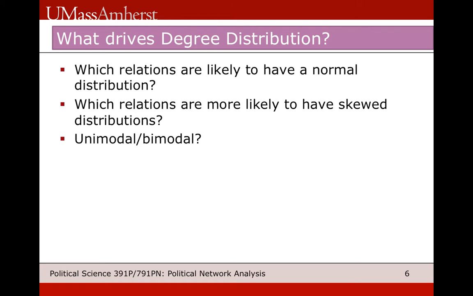Are there cases where we might see even a bimodal distribution? So think about that, talk about that, because theoretically there are good reasons to think that something about degree distribution is going to tell us a lot about what's going on in a network.